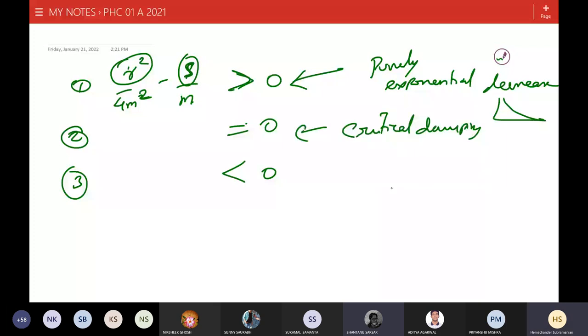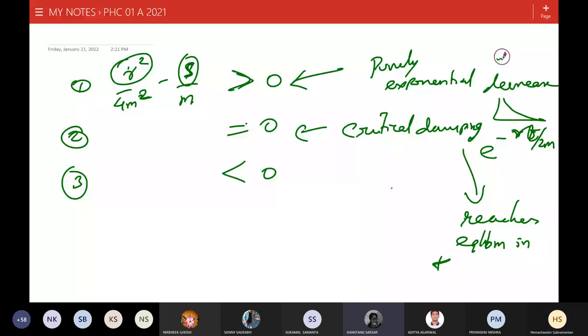And it goes as e power minus RT over 2m. Okay, the square root is gone. It's zero. Right? And the special property of critical damping is it reaches equilibrium in the shortest possible time.